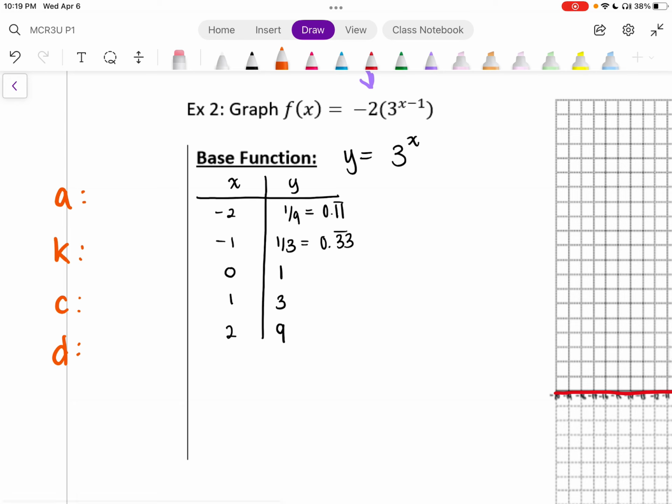So I know my A value here is -2. That means that I have a reflection in the x-axis, so it's going to open down instead of opening up. I'm going to have it stretched vertically by 2, which means it's going to be a little bit stretched out, not wider but thinner. The K value here is 1. I don't have a horizontal stretch, so it just stays the same. But I do have a D value of +1 because I pull out the 1.